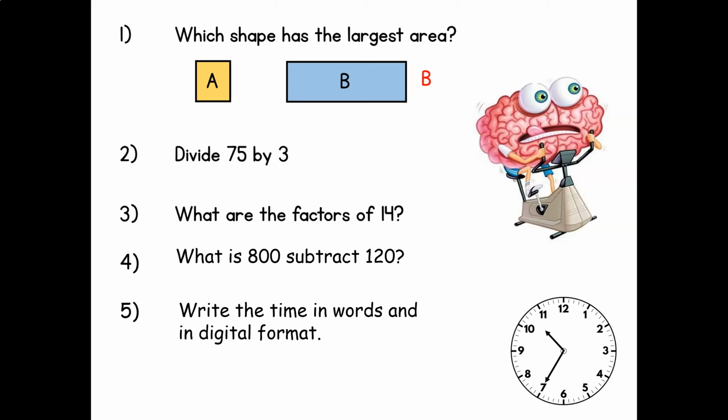You may have calculated question 2 using formal written method. You would have found the quotient to be 25.